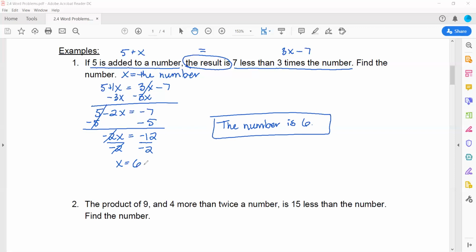And you can take this and plug it back into your equation. Think about it in terms of the original sentence here. So if 5 is added to a number, so if we add 5 to 6, we get 11. The result is 7 less than 3 times the number. Well, 3 times the number is 21.